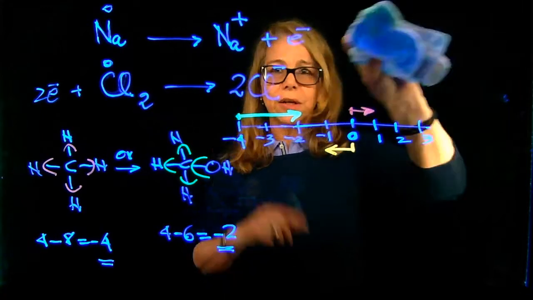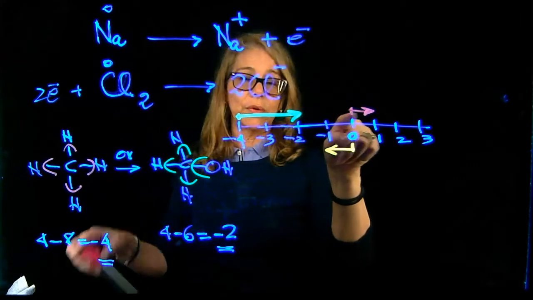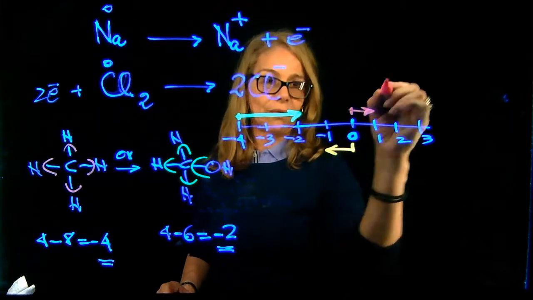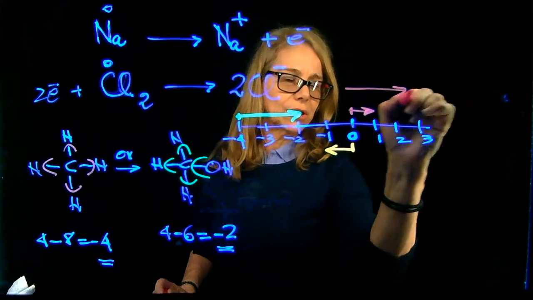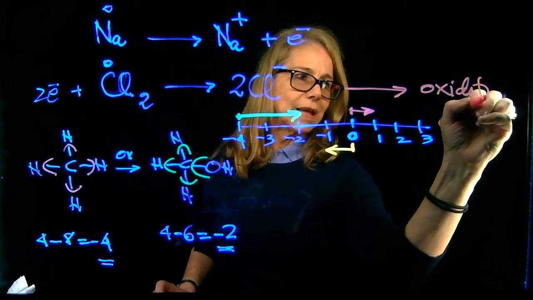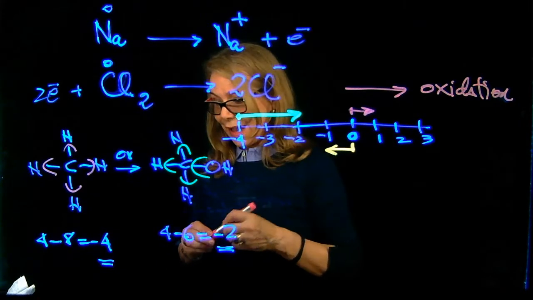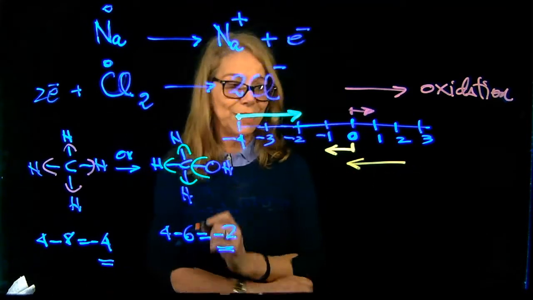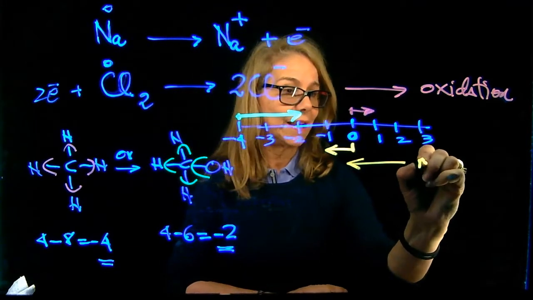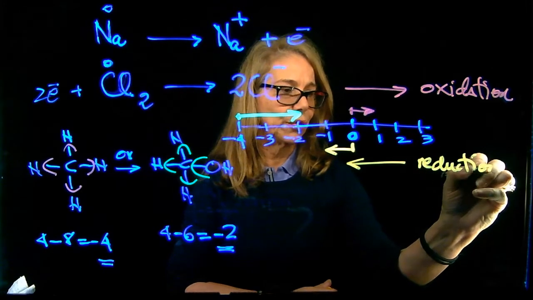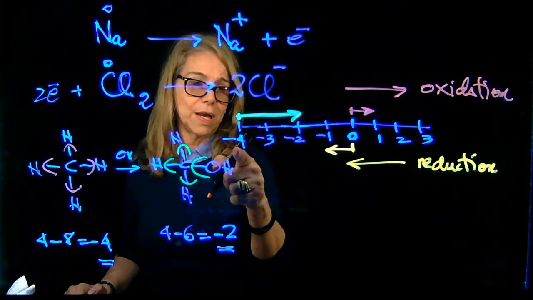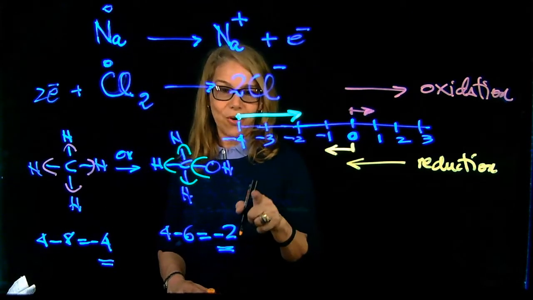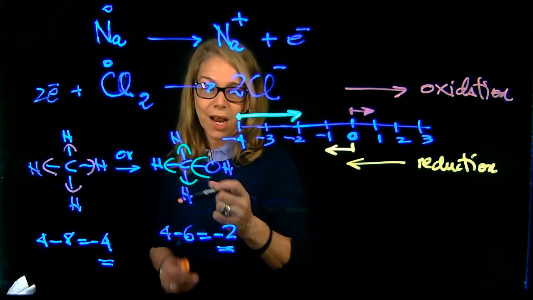Again, if you're increasing the oxidation number, this is what I represented here with the sodium. From 0 to +1. Increasing, so going to the right, is oxidation. So this direction is oxidation, increasing oxidation numbers. If I go the opposite way, so to the left, I am decreasing the oxidation number. So it is a reduction. And what we just did for carbon, we went from -4 to -2. So it is increasing. We're going to the right there. So the carbon is being oxidized.